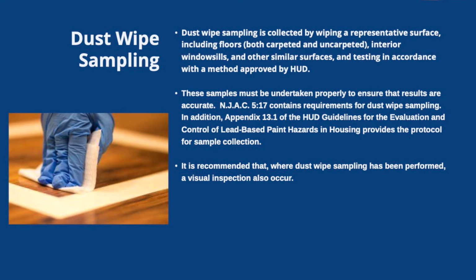So with dust wipe sampling, it really is pretty much what it sounds like. It's taken by wiping a representative surface, which includes like floors, whether they're carpeted or uncarpeted, and interior windowsills and other similar surfaces. And those are tested in accordance with methods approved by HUD. So when you're thinking of a representative surface, think anywhere that collects dust. The horizontal surfaces within the home are what should be tested. These samples do have to be undertaken properly, again, to ensure that results are accurate.